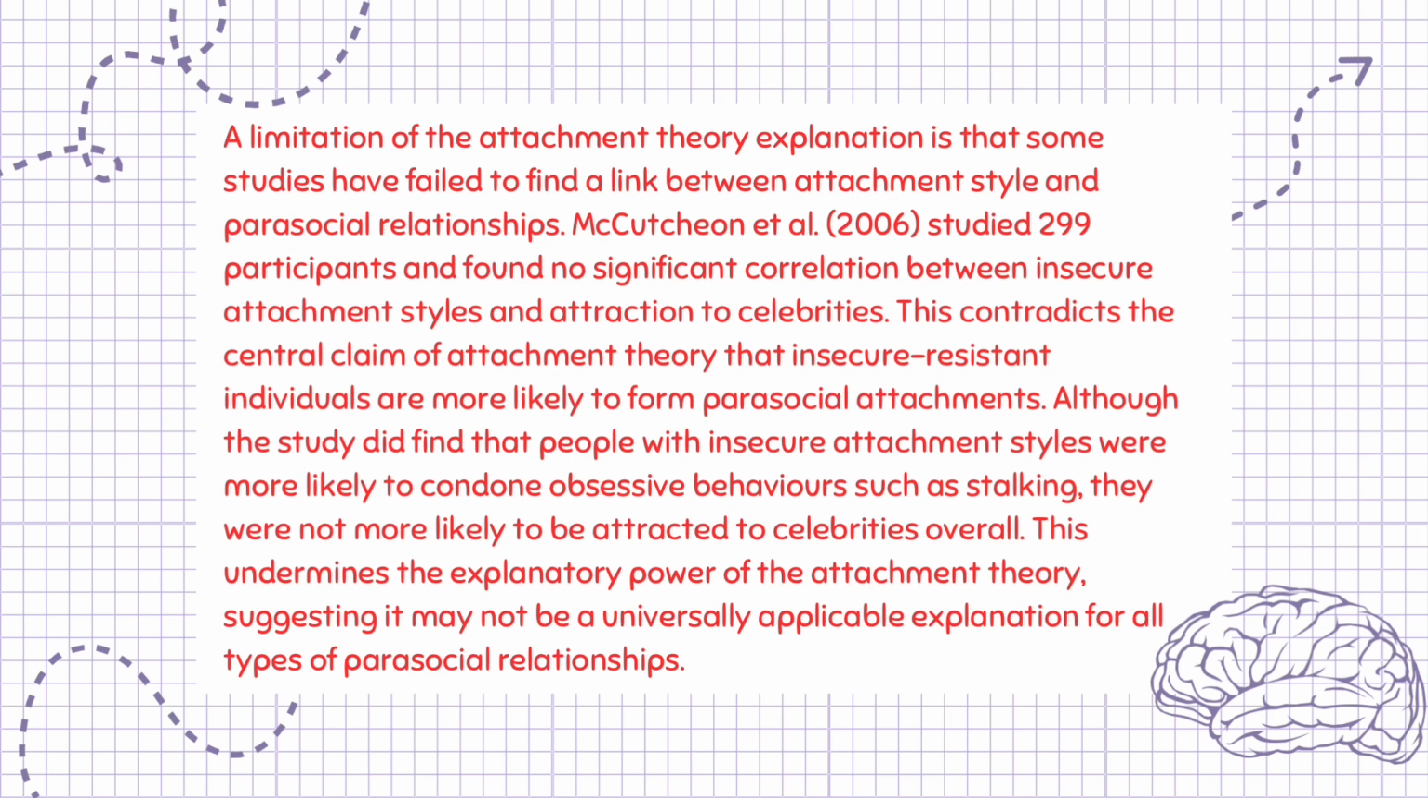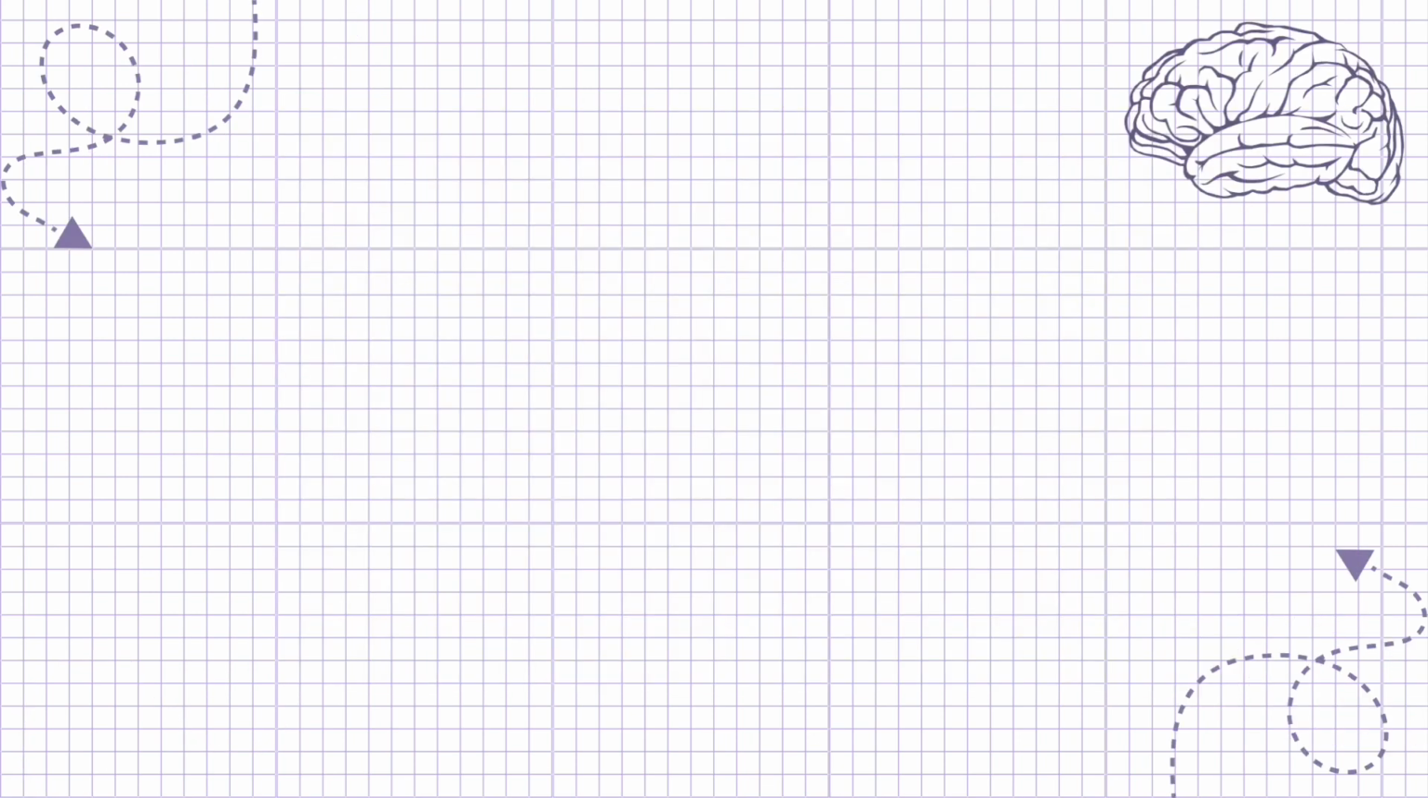A limitation of the attachment theory explanation is that some studies have failed to find a link between attachment style and parasocial relationships. McCutcheon et al., 2006, studied 299 participants and found no significant correlation between insecure attachment styles and attraction to celebrities. This contradicts the central claim of attachment theory that insecure-resistant individuals are more likely to form parasocial attachments. Although the study did find that people with insecure attachment styles were more likely to condone obsessive behaviors such as stalking, they were not more likely to be attracted to celebrities overall. This undermines the explanatory power of the attachment theory, suggesting it may not be a universally applicable explanation for all types of parasocial relationships.